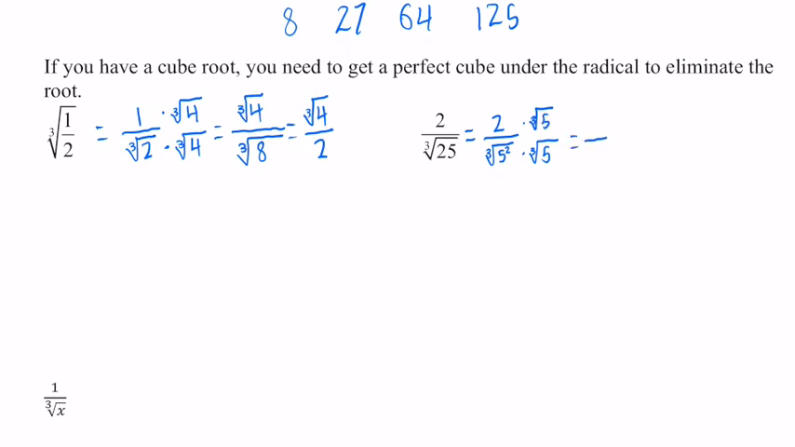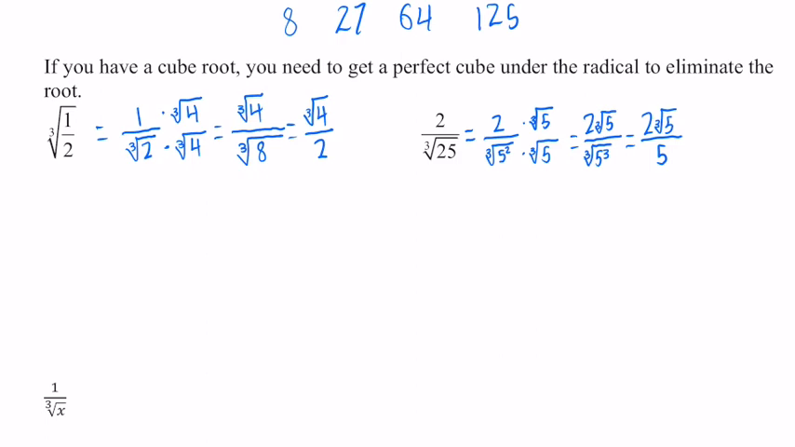Then we'll end up on the bottom part, 5 squared times 5 to the third, 5 squared times 5, we end up with the cube root of 5 to the third. On the top, we would just have 2 times the cube root of 5. In the bottom, the cube root of 5 to the third is 5. So our final answer would be 2 cube root of 5 over 5.